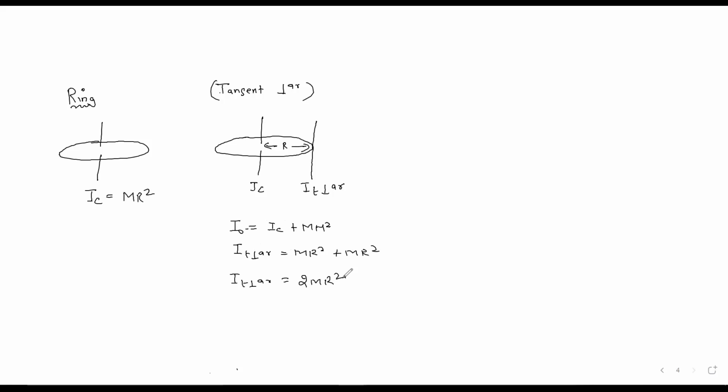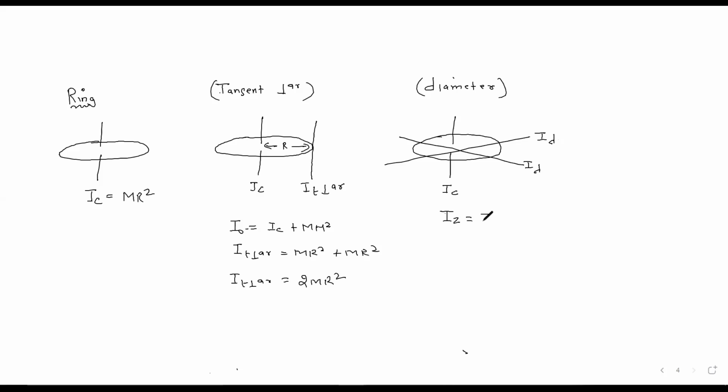Third, if I need moment of inertia about the diameter, यही रिंग, यही IC, और diameter is this ID or this ID. So we can see there are two axes lying in the plane and one perpendicular to the plane. So I'll apply perpendicular axis theorem.